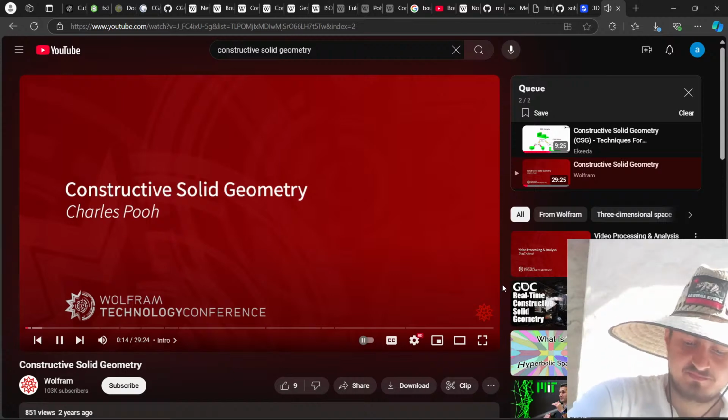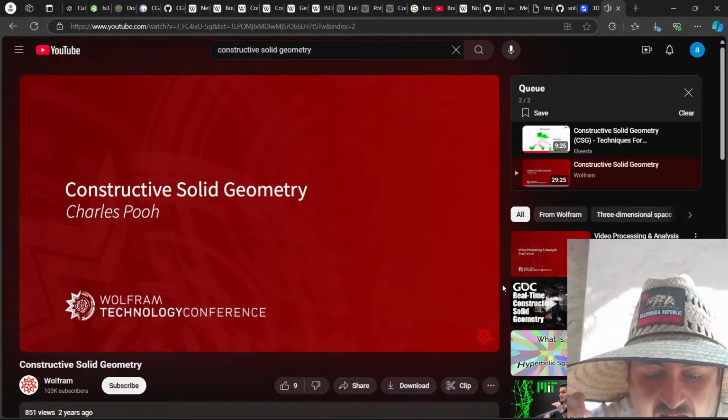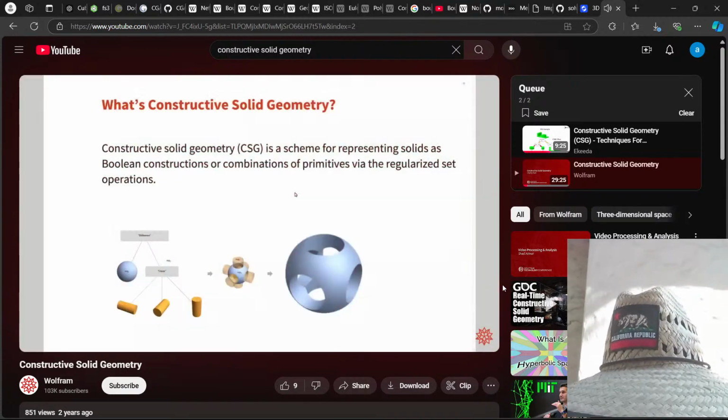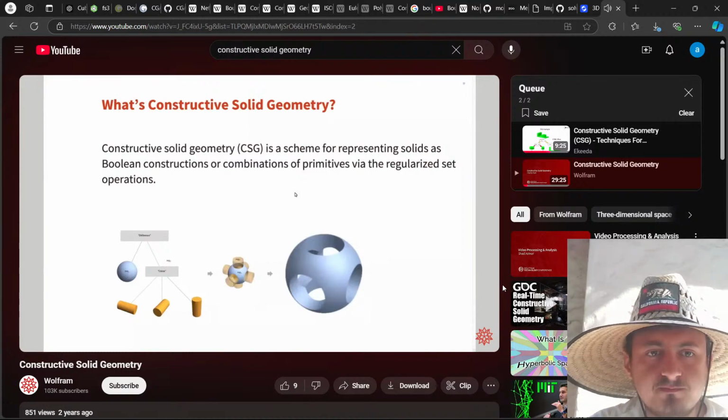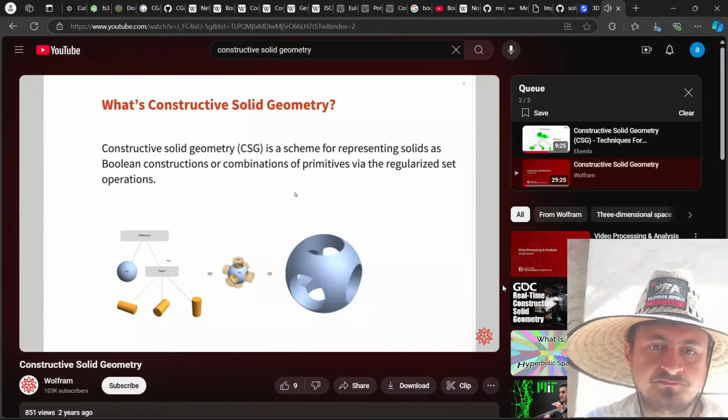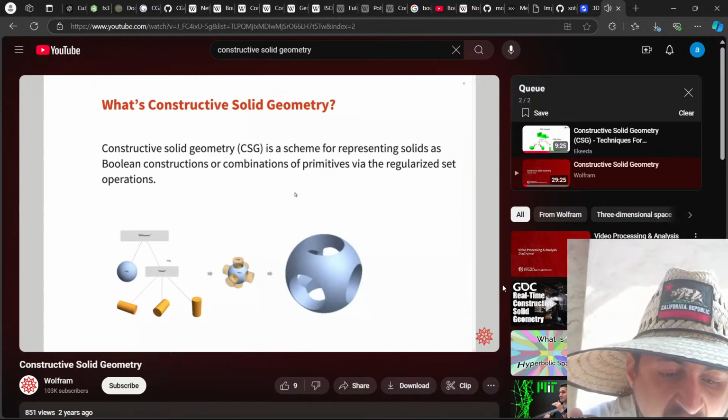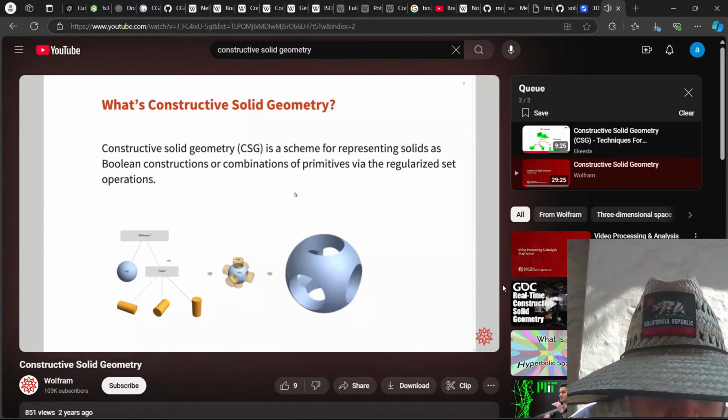Today I want to talk about constructive solid geometry in the coming version 13 of the Wolfram Language. So what's constructive solid geometry? Essentially, the technique is a scheme of representing solids. Let's just think about a 3D solid as a Boolean construction, a combination of Boolean objects where you have some base primitives like cylinders and balls, and then you combine them, intersect them, or make a union or difference.